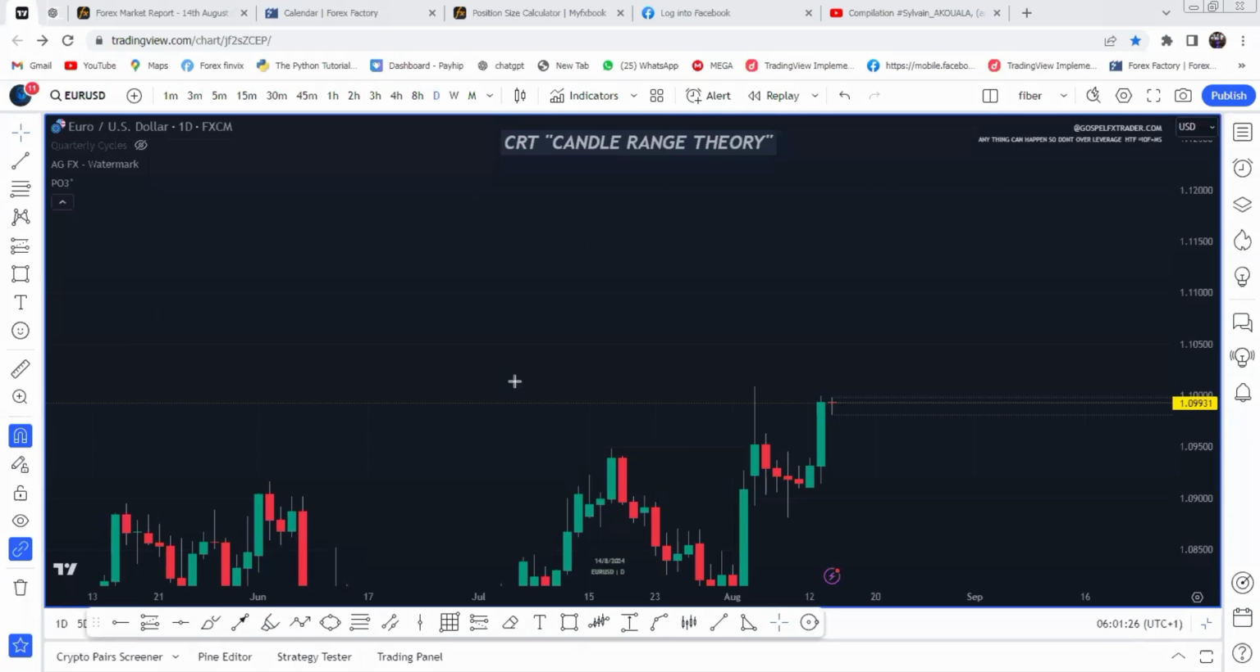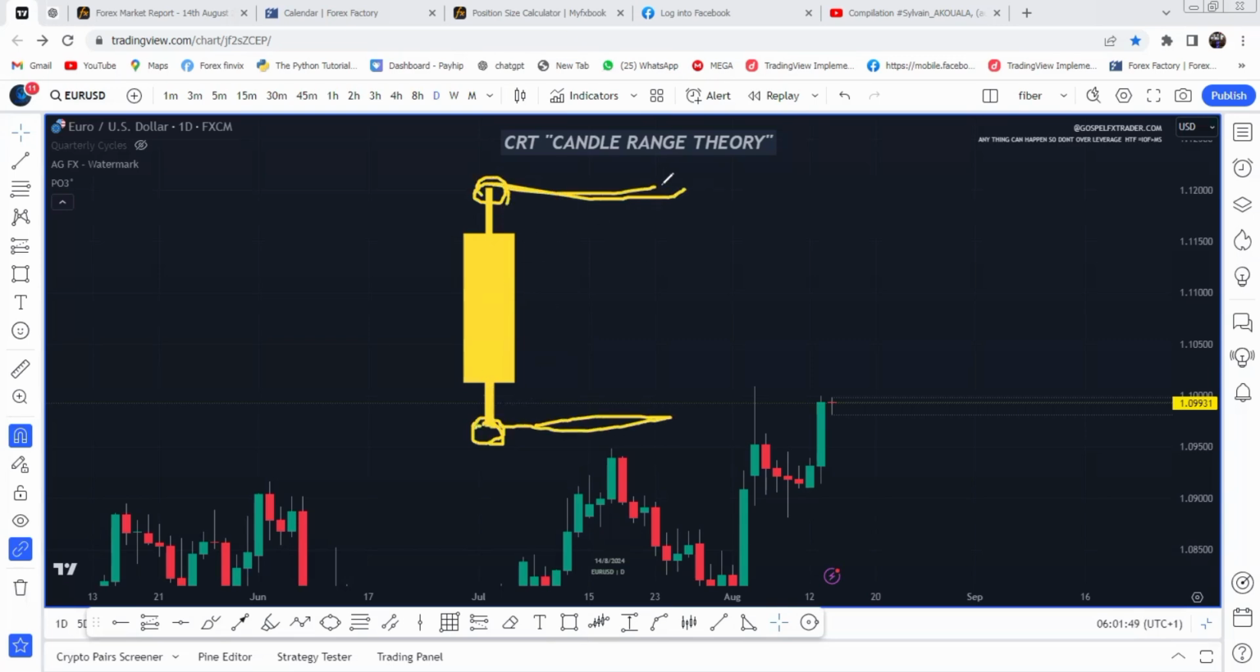All right, so we have a candlestick like this. Now we have the high of that candle, and then we have the low of the candle. So this candle alone is a range. All right, so this is the range high, and then this is the range low of this candle. So this is a CRT candle, and then this is the CRT candle low, and this is the high of the CRT candle.